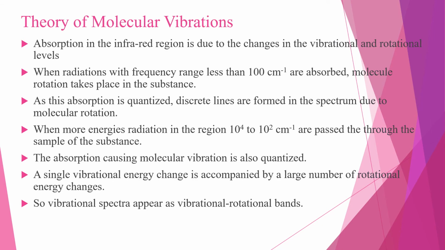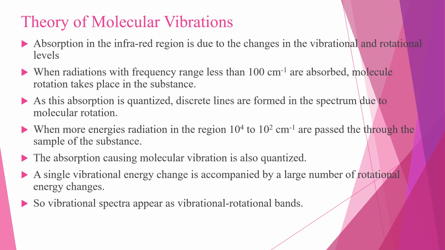Then, theory of molecular vibration. Absorption in the infrared region is due to the change in the vibrational and rotational levels. When radiation with frequency less than 100 cm⁻¹ is absorbed, molecular rotation takes place in the substance. As this absorption is quantized, discrete lines are formed in the spectrum due to the molecular rotation.